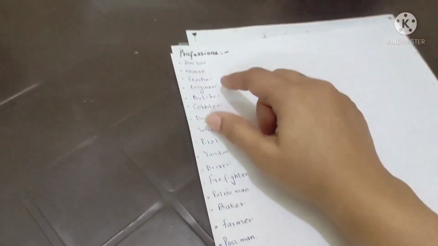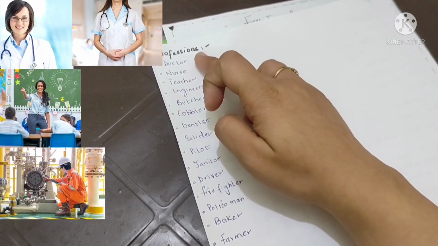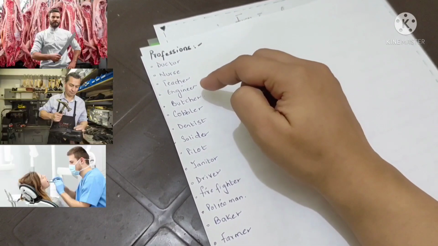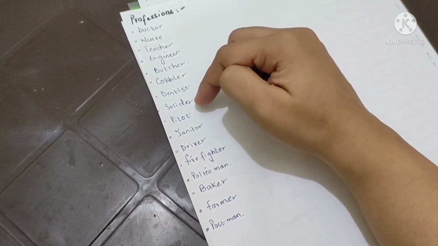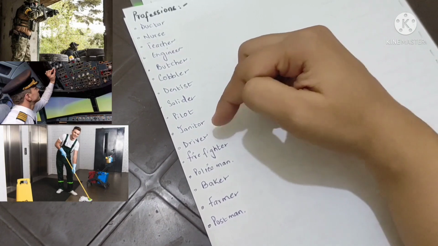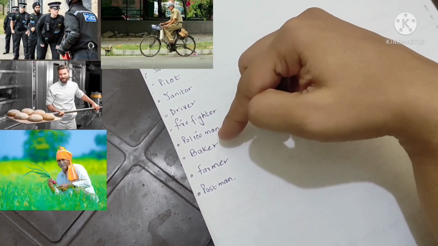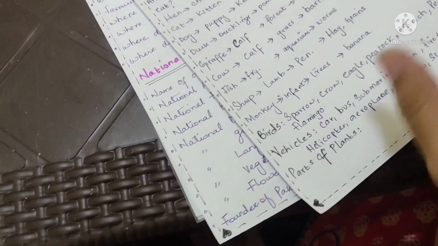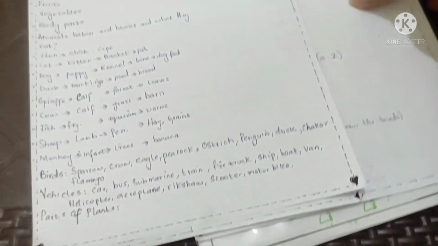Okay, moving on to professions. The professions you can introduce are doctor, nurse, then teacher, engineer, butcher, cobbler, dentist, soldier, pilot, janitor, driver, firefighter, policeman, a baker, a farmer, and a postman. So these are the things that are being introduced in the first term.